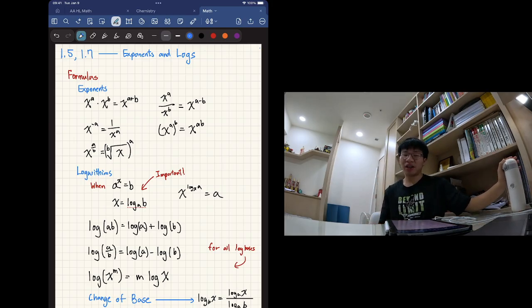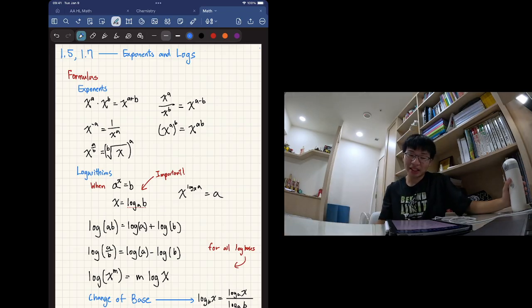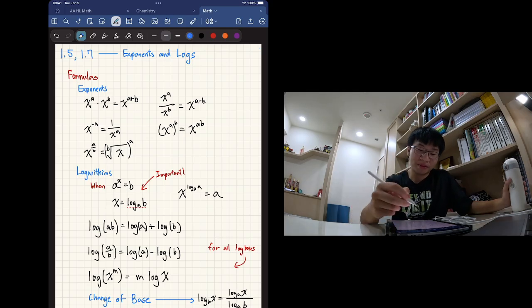1.5 and 1.7. Let's talk all about exponents and logarithms. This is a very formula-based unit, I think. So, the rules of exponents: when you're multiplying exponents with the same base, you add the powers. When you're dividing them, you subtract. If it's a negative power, it's 1 over the positive power.